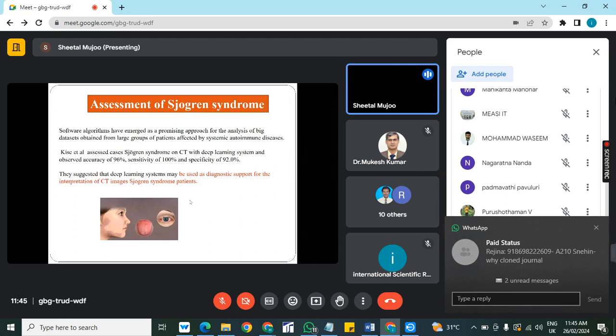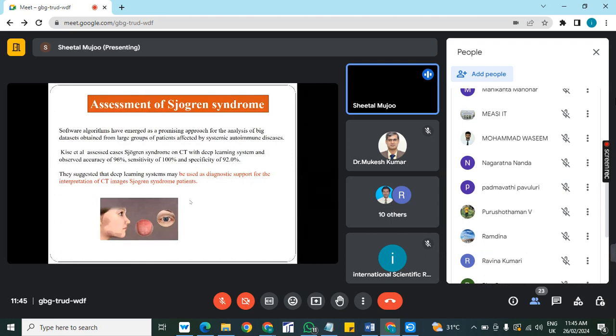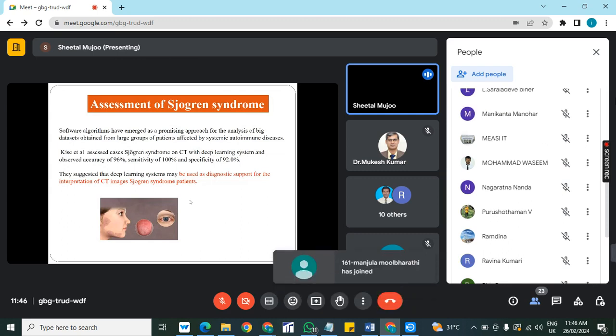They have shown that this deep learning system has a promising approach for the analysis of the effect of systemic autoimmune diseases on the oral cavity, based on the data sets obtained from a large group of patients affected by systemic autoimmune disease. Kiss et al. assessed cases of Sjogren syndrome on CT with a deep learning system and observed an accuracy of 96%, sensitivity of 100% and specificity of 92%.